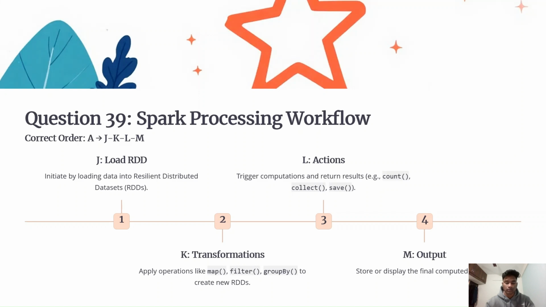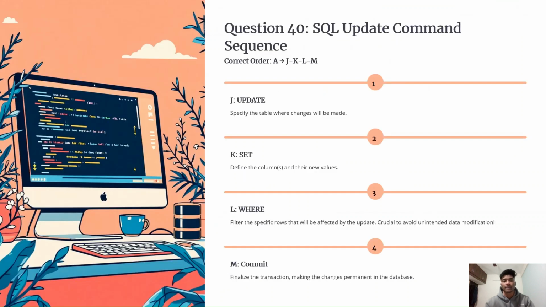Moving on to our last question of this video, question 40. SQL update command. The correct order here is JKLM. Update J: choose the table. K, set: specify which columns to change and their new values. Where L: select the rows to update, very important to avoid accidental changes. M, commit: save the changes permanently in the database. This is the exact sequence required for safe and correct SQL updates.